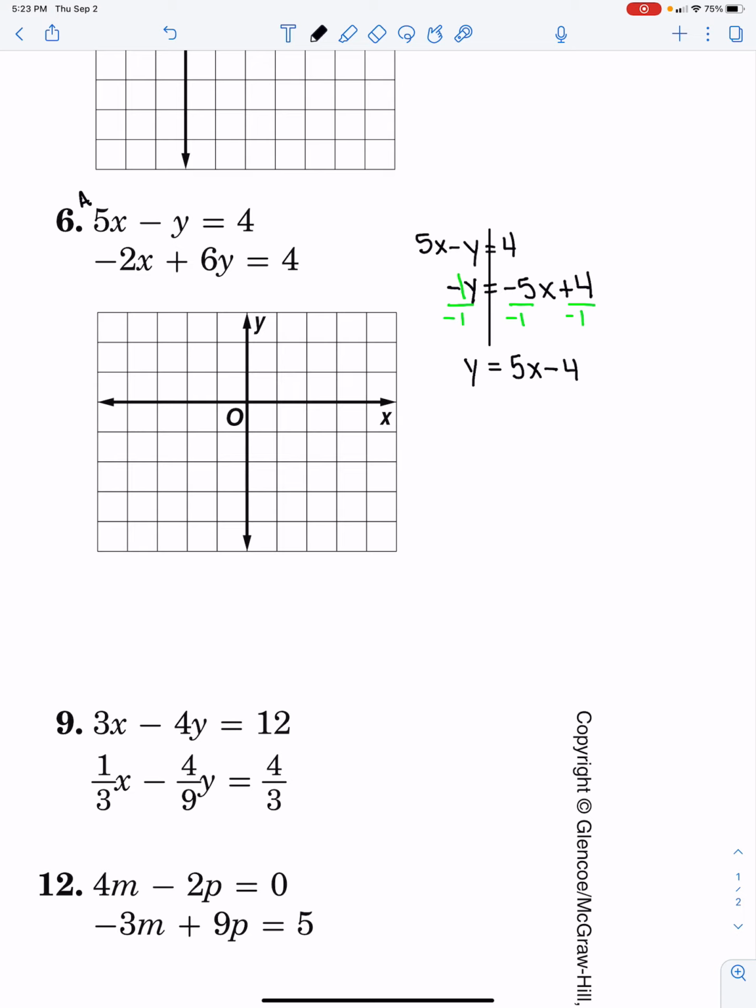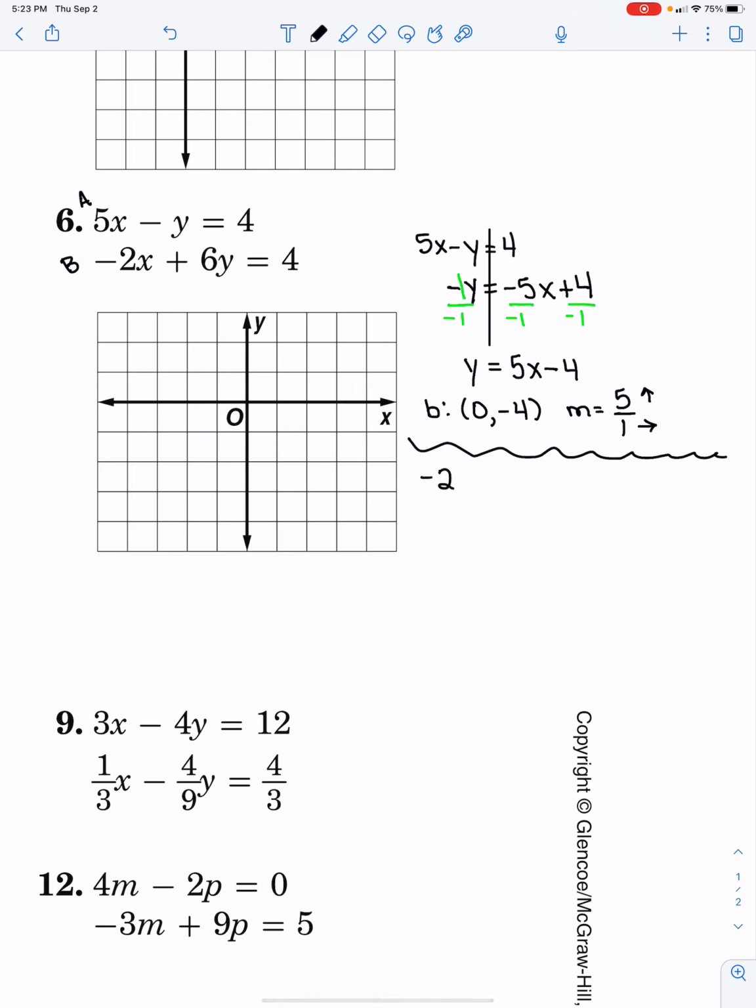So on this one here, our y-intercept is going to be 0, negative 4. And our slope is going to be 5, and because we like it to be a fraction, 5 over 1. Both positive, so up 5, right 1. All right, now let's take equation B.